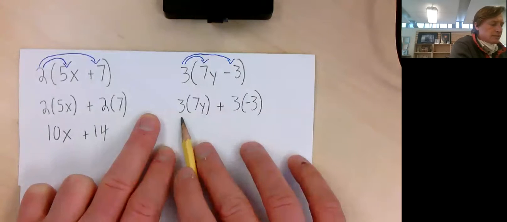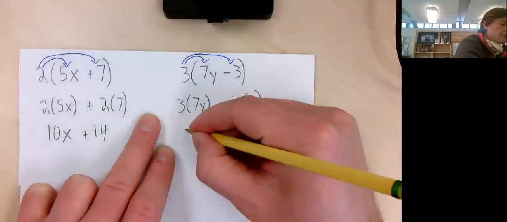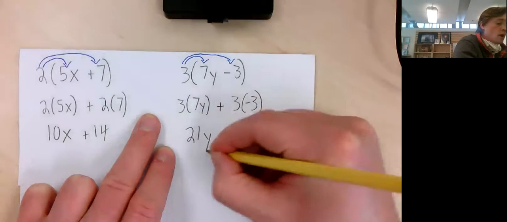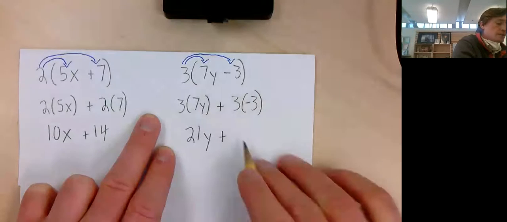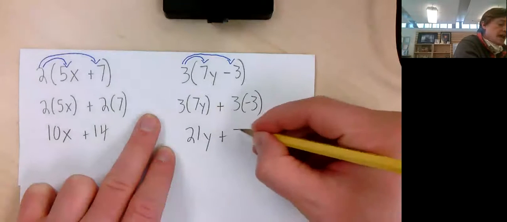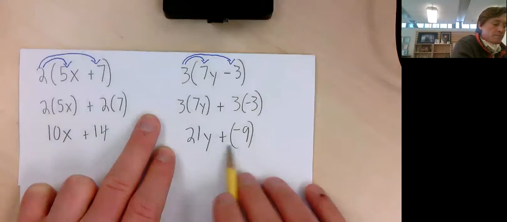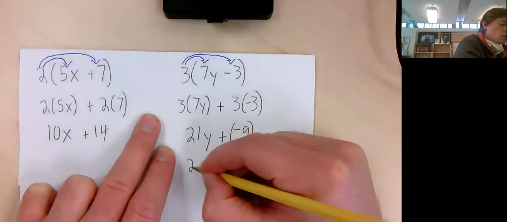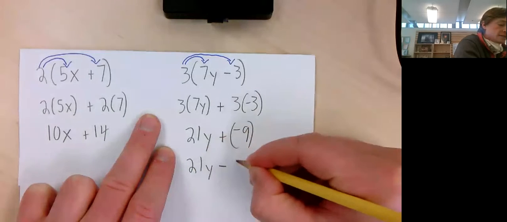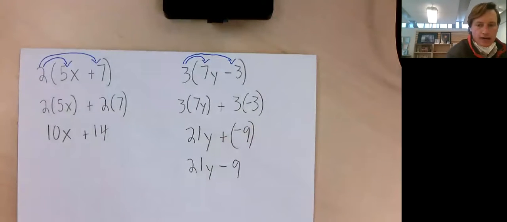Let's clean this up. 3 times 7, get my new coefficient, 21y, plus 3 times 3 is negative 9. So I could write it as that, 21y plus negative 9. I could also write it as 21y minus 9. That would be correct as well.